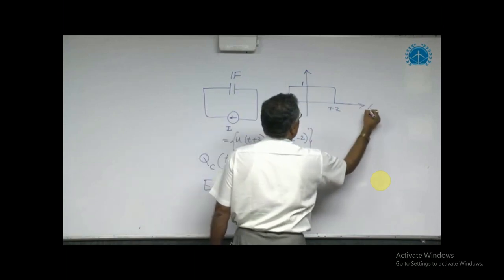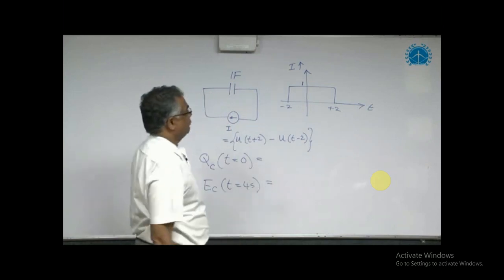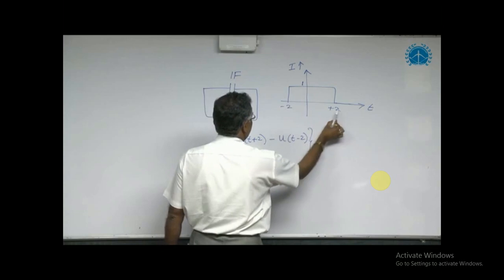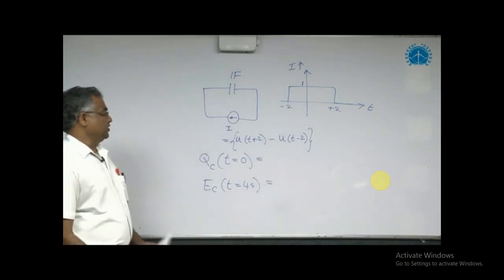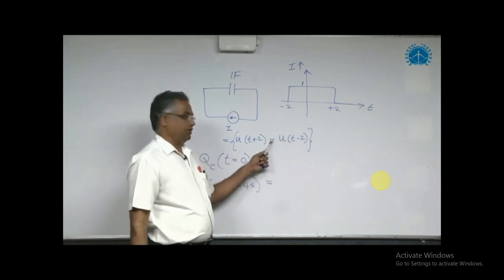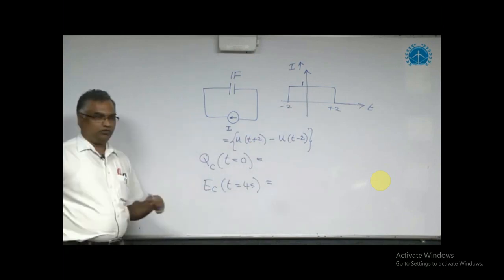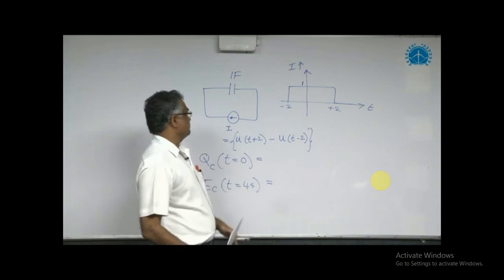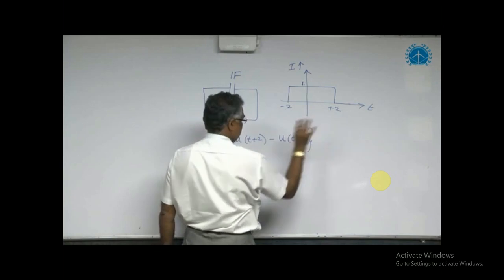This is time. This is current I. So current of 1 ampere is coming over a duration of minus 2 to plus 2 only. You know how to draw the graph of u(t), then u(t+2), then draw the graph of u(t-2), take the minus sign, then add, you will get this. So if you know the right shift and left shift concepts, then you can understand how to get this graph for this function. So finally, this current is giving 1 ampere from minus 2 to plus 2 duration only.